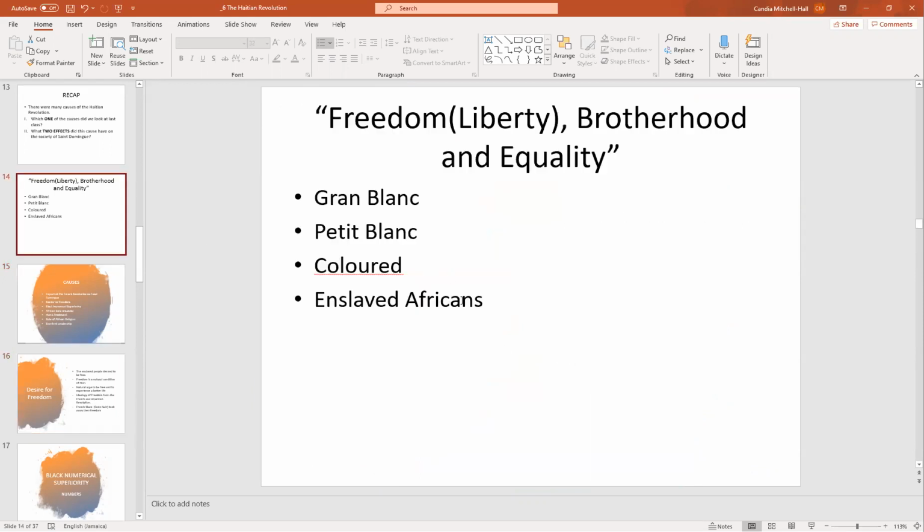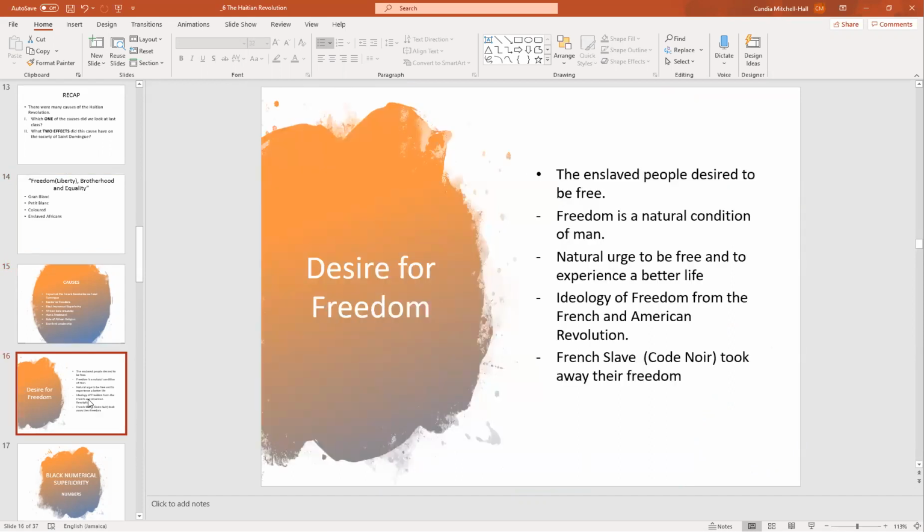The enslaved Africans, this group here, they wanted their freedom. Freedom is something that is very natural, something that you were born with. It is not something that was given to you. And so, because you were born as free beings, you have this desire from inside to always free yourself, right? And some of them had the experience of living as free people.